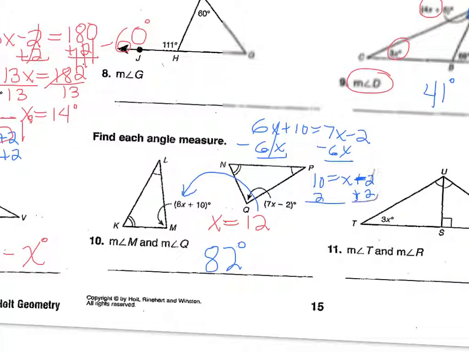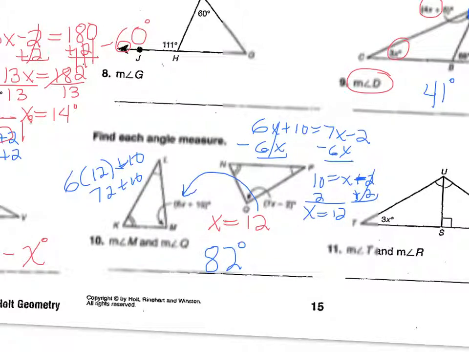Okay, so that's what Matthew also had, right, Matthew? That was 12. And then once you get that answer, how did you get the 82? I plugged 12 in for the x, and that would be 6 times 12. That is 72 plus 10, and that is 82. Good. Good job. Any questions about number 10? No? So far, so good?